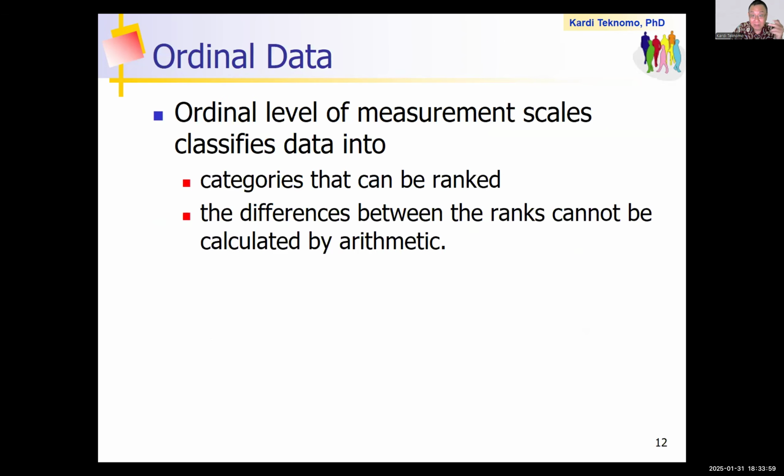Okay, so the next data type or level of measurement scale is ordinal. You think in terms of rank. There is a ranking in the categories. But you cannot take the difference between ranks. That means ordinal data is qualitative data. You cannot do arithmetic. You cannot add, you cannot multiply, you cannot divide. In ordinal data, you cannot add, you cannot divide. There is no meaning if you add.